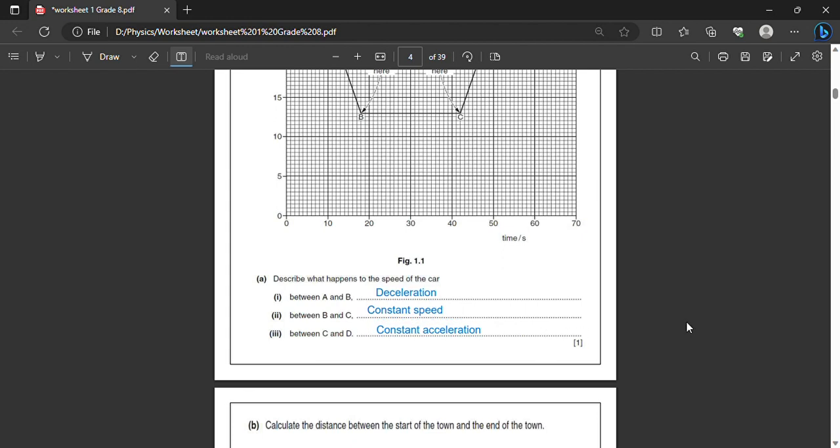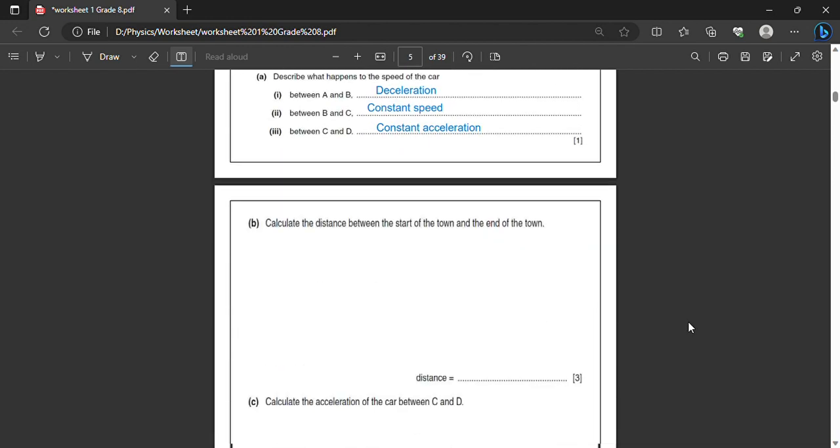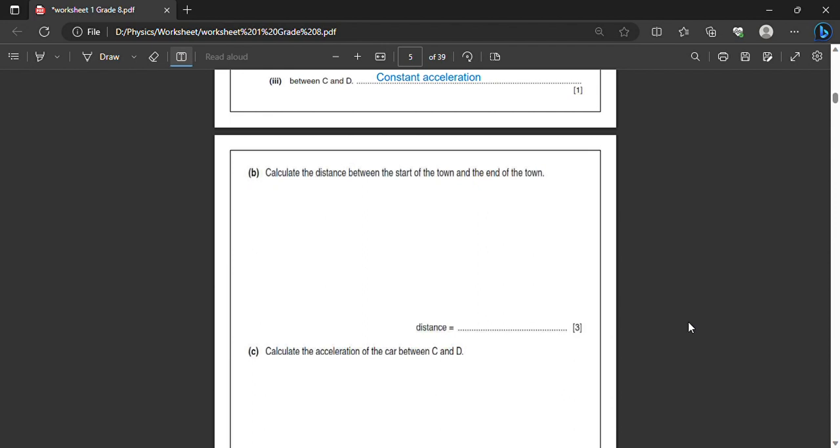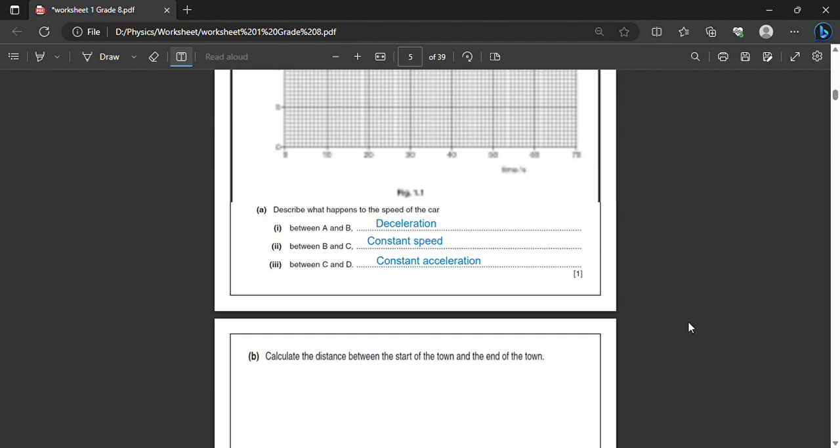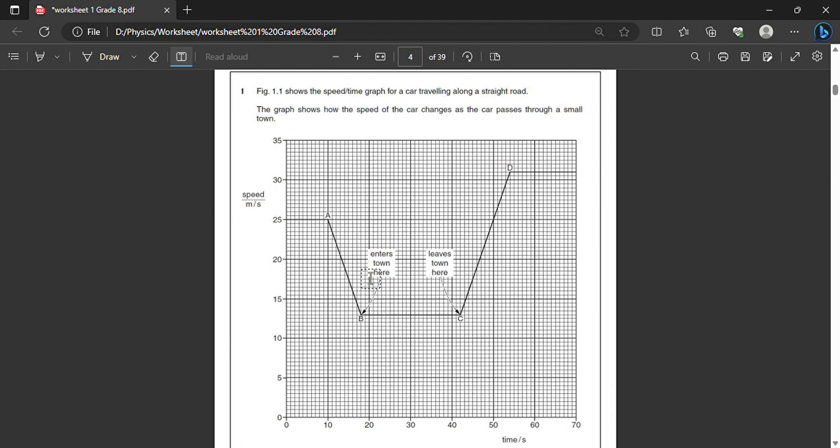The next question asks to find the distance between the start of the town and the end of the town, which means from B to C. They're asking to find the distance. It's literally easy to find. From point B, you make a straight line down. From point C, you make a straight line down. Even if you do that, here you'll get maybe 13, and here you maybe get 24.